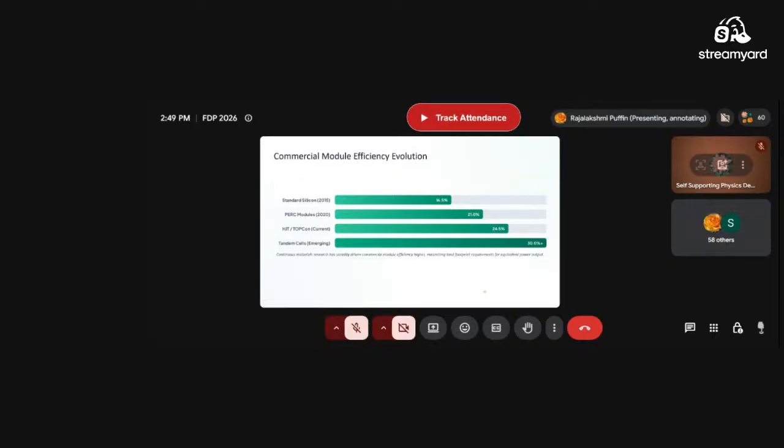So what is the percentage efficiency of standard silicon in 2015? We are almost 10 years back, to 16 percent. Now we are at almost 34 or 36 percent efficiency in tandem, and we can see 21 percent and 28 percent for this one. Now we are in the emerging trend of tandem. We are almost at 36 percent.